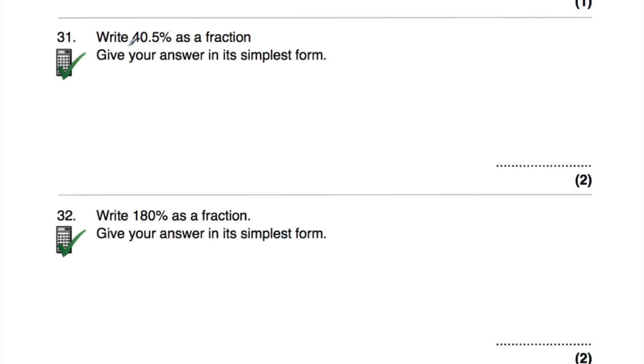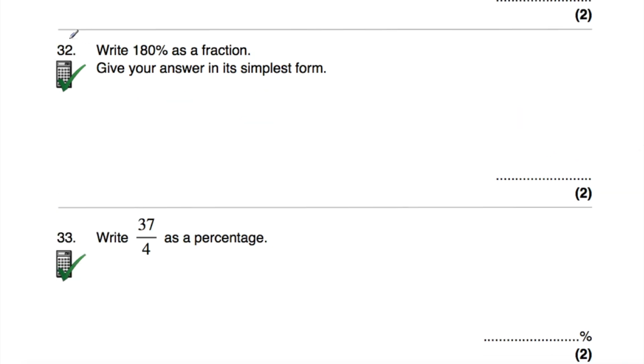Question number 31 says to write 40.5% as a fraction and to give our answer in its simplest form. This is a percent, so it means out of 100, so that's 40.5 out of 100. At this point we could double both of these, or times both by 10. I'm just going to type it into my calculator, since it's a calculator question: 40.5 over 100, press equals, and we get 81 over 200. That's what we get if we double them to make the numerator a whole number. So the answer is 81 200ths, and that's it.